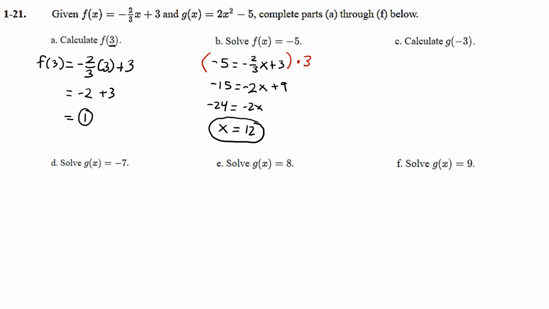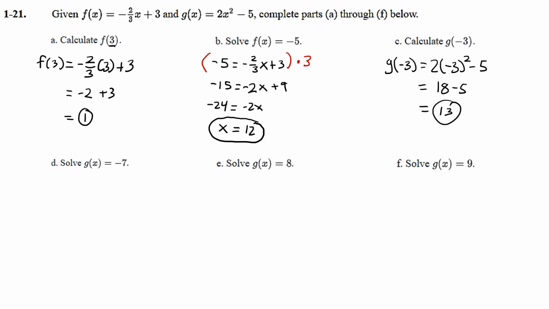So c, g of negative 3, and now we're going to use 2x squared minus 5. Now that we have an x being squared, the variable to an exponent, it's doubly important that we put that plugged in value in parentheses. So here we go. Negative 3 squared is 9. 9 times 2 is 18. And 18 minus 5 is 13.